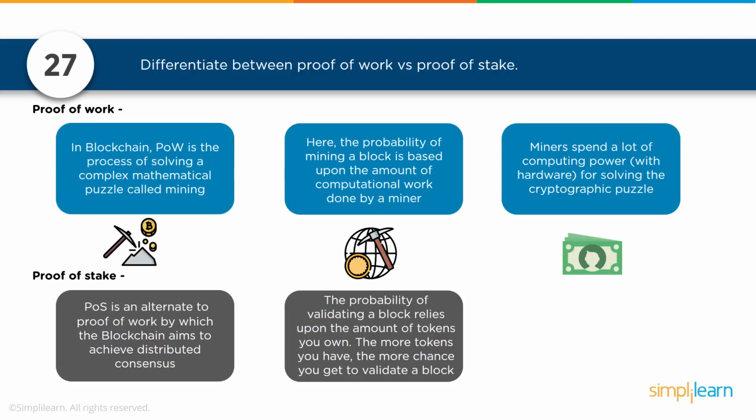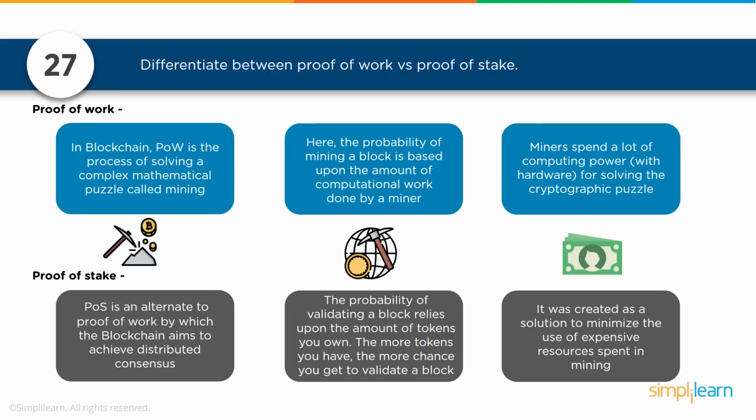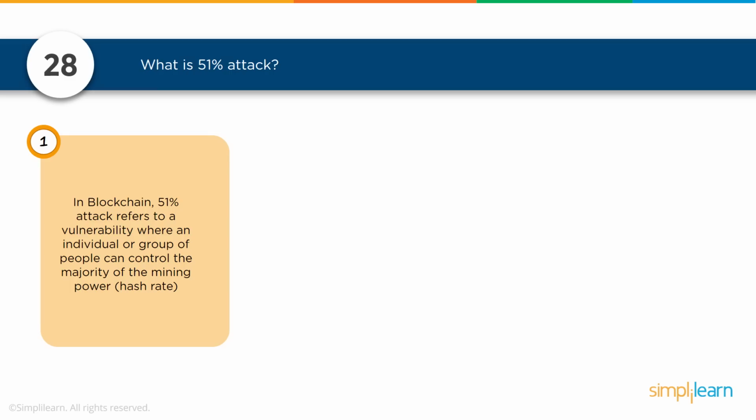Miners spend a lot of computing power for solving the cryptographic puzzle along with the hardware, and it's a huge cost. So basically, proof of stake was created as a solution to minimize the use of expensive resources spent in mining. What is a 51% attack?